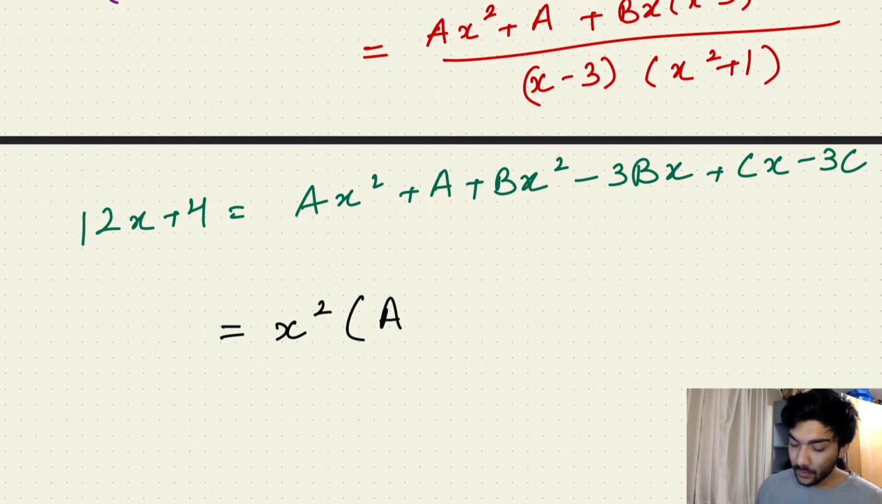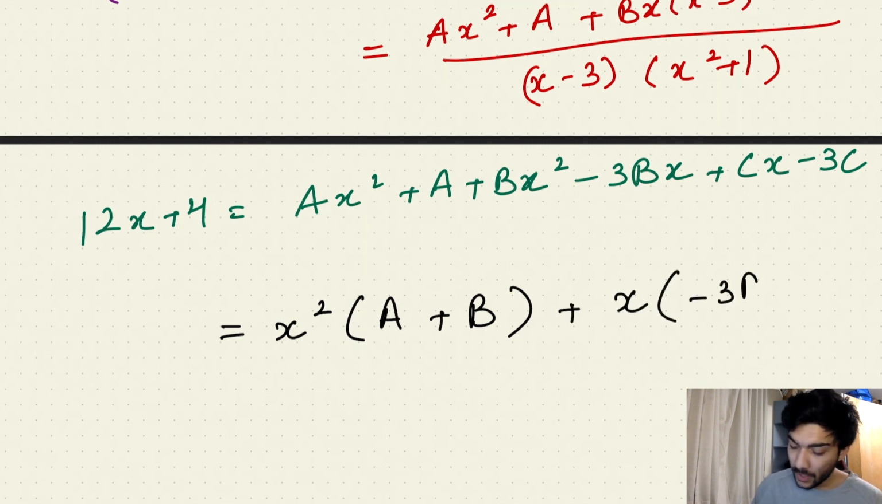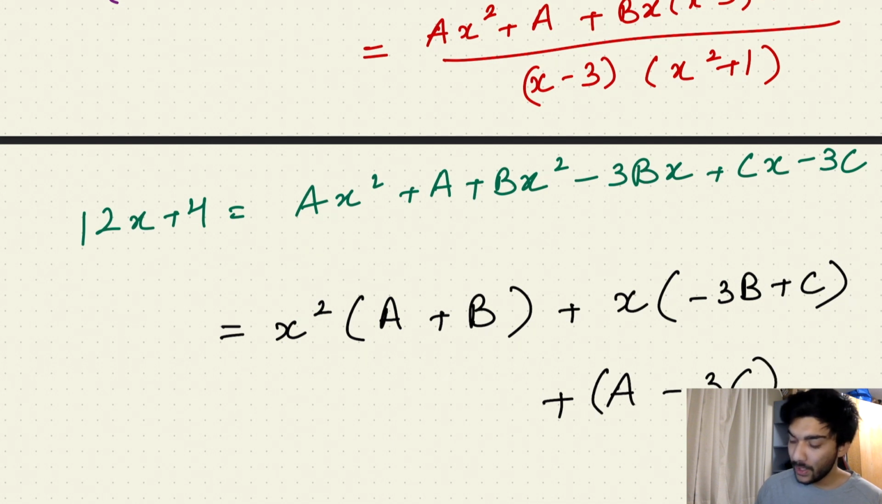So the coefficient of x squared would be a plus b, and that's it, right? So a from here and b from here. And now let's take the x term over here. So the x term would have minus 3b plus c over here, right? And for the constants, we have plus a minus 3c in this case.